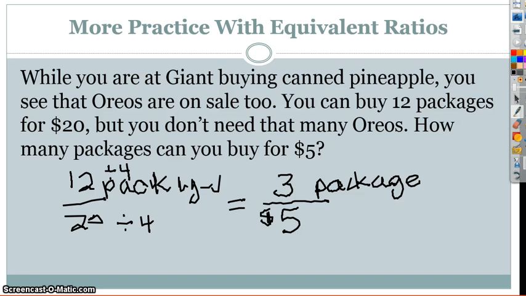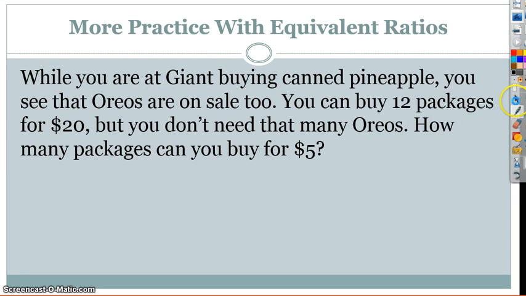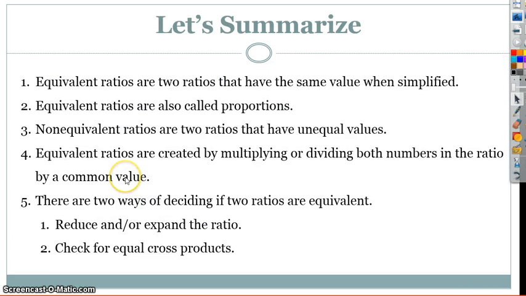Alright, now let's summarize what we've talked about today. Equivalent ratios are two ratios that have the same value when simplified. Equivalent ratios are also called proportions. Non-equivalent ratios are two ratios that have unequal values. Equivalent ratios are created by multiplying or dividing both numbers in the ratio by a common value.